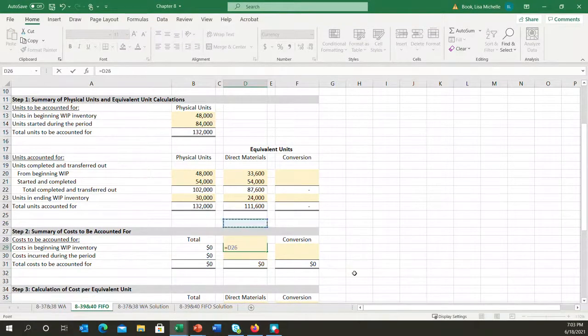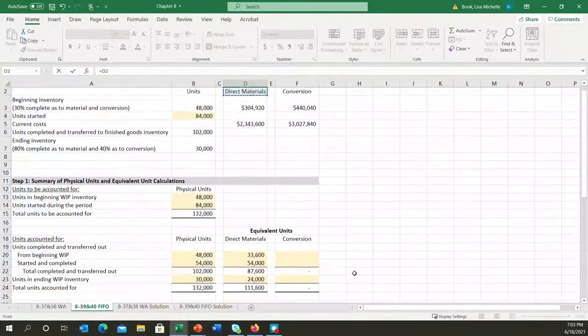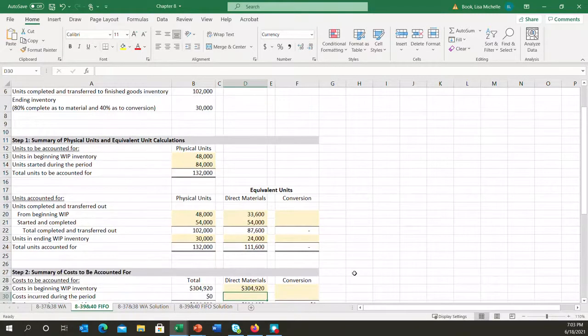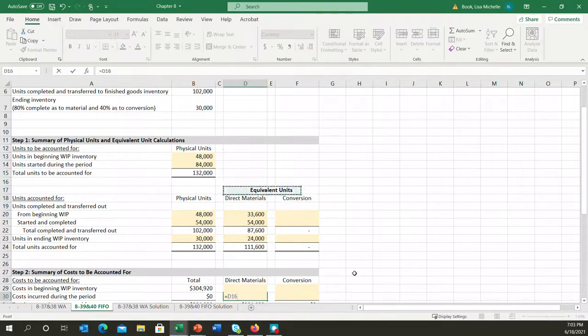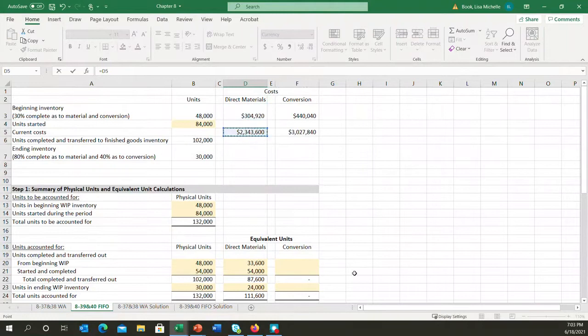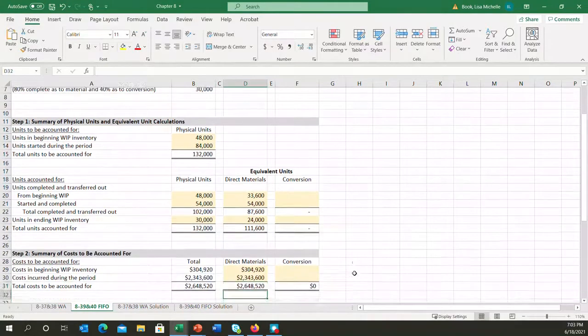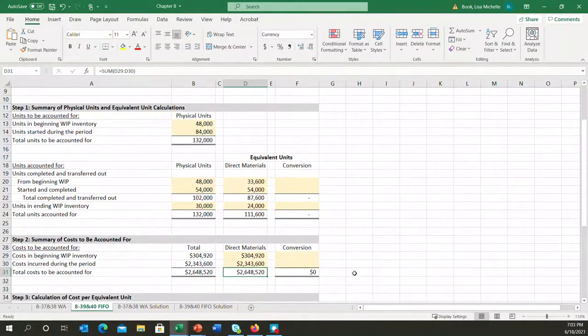for a weighted average. I just go up here and indicate what my direct material dollar amount was in beginning inventory, and that was $304,920. And also we need to account for any direct material cost added in during the period. And again, I'm just going up here and indicating that that was $2,343,600. Adding that to my beginning inventory amount, I get total cost to account for of $2,648,520. Somehow I need to allocate that amongst units transferred out and also ending inventory.